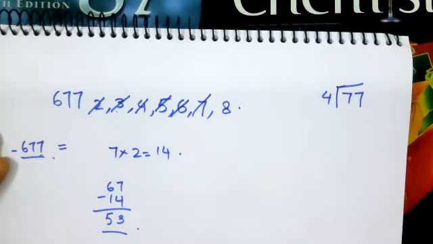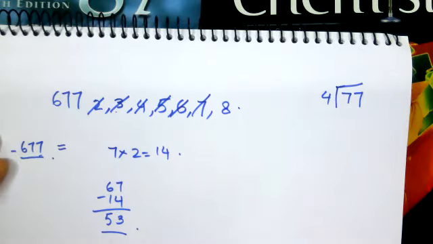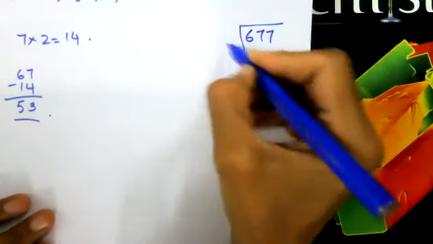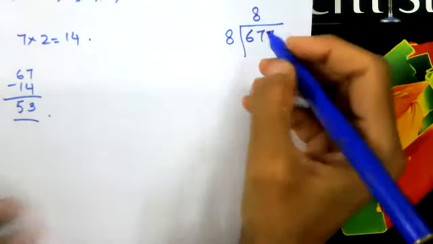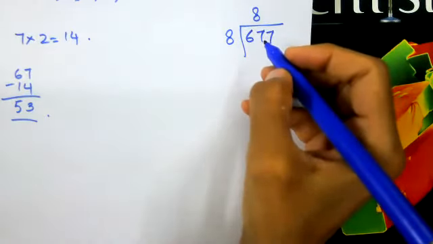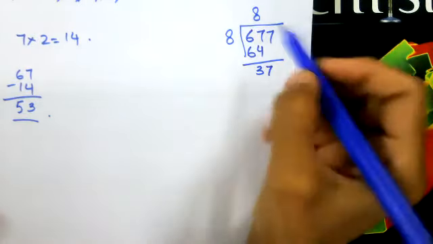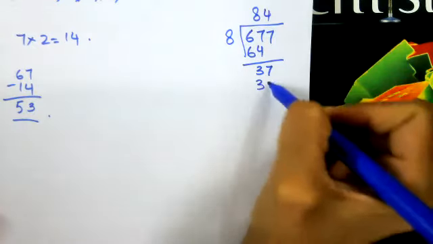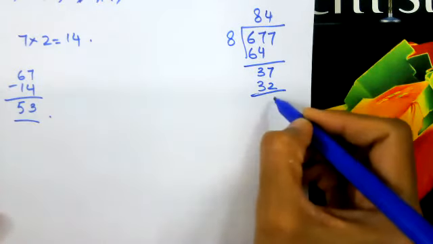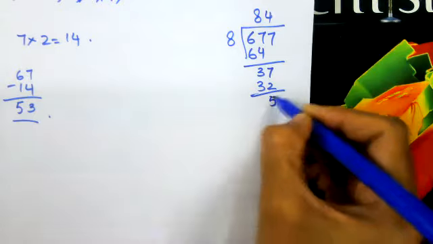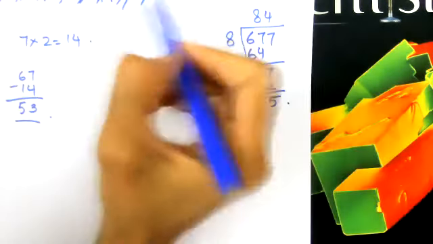What was the divisibility rule for 8 again? If last 3 digits. Oh yes, last 3 digits. So again, we will have to divide the whole thing. 8 8s are 64. 7 minus 4 is 3. And then 8 4s are 32. So yeah, 8 is also not a factor.